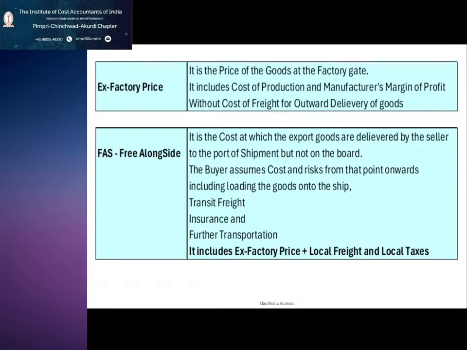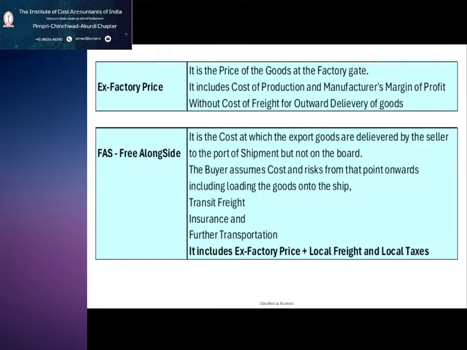So till Mumbai harbor, but I have not shipped it. It is till the Mumbai harbor. That's all. The buyer assumes cost and risk from that point onwards, including loading the goods onto the ship.